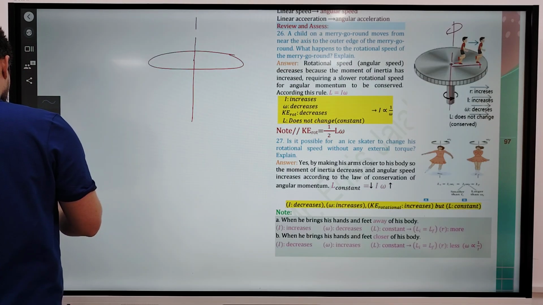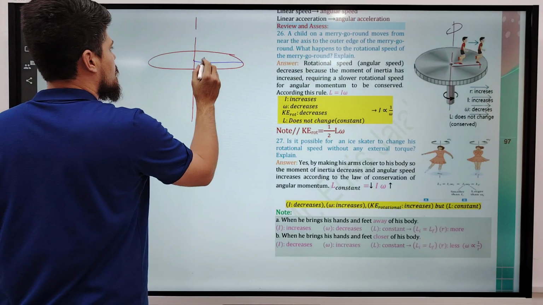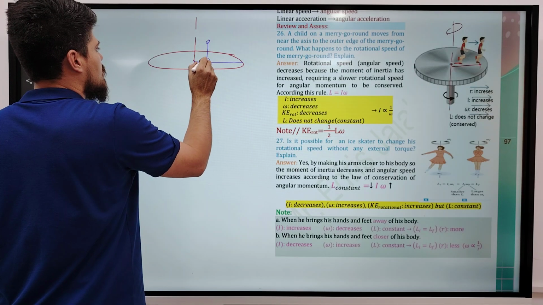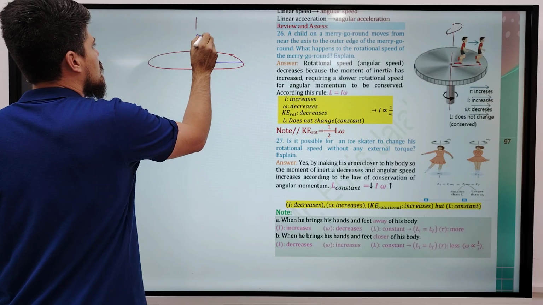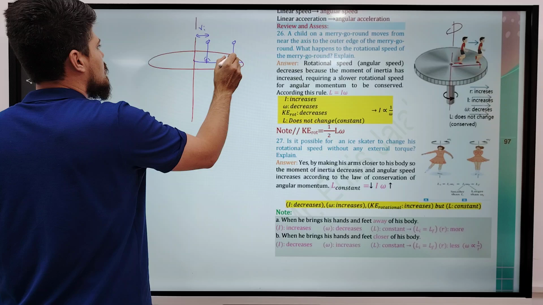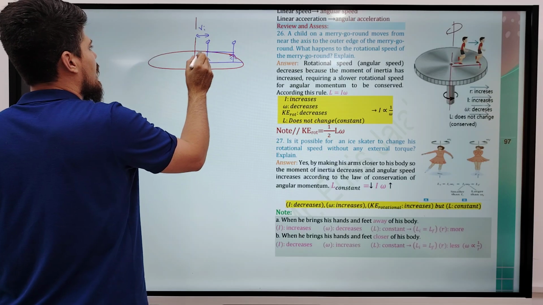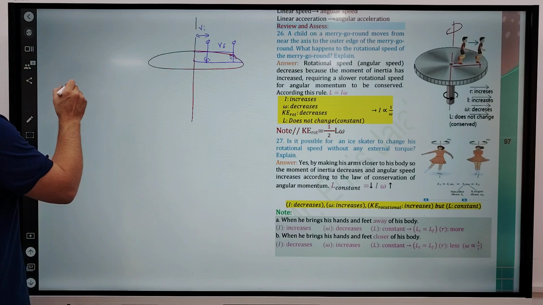Assume this is the radius of the merry-go-round. At first, the student is here. This is R initial. After a while, the student moves away from near the axis to the outer edge. This is R final. What happened to the final radius?